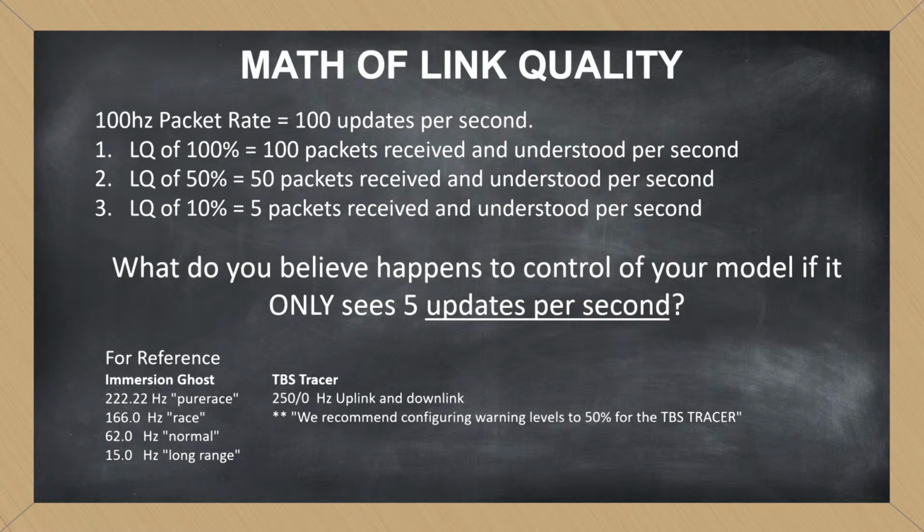So what do you think happens to the control of your model if it only sees 5 updates per second? Think about that. Think about moving your sticks at a rate of 5 motions per second, right? It's impossible. That's why link quality at these numbers is not devastating, and why the developers say, look, if you have a link quality of 1, you can still control the model, right? Because that means you're getting 1 update per second, which is still pretty quick. I don't really move my sticks that fast.